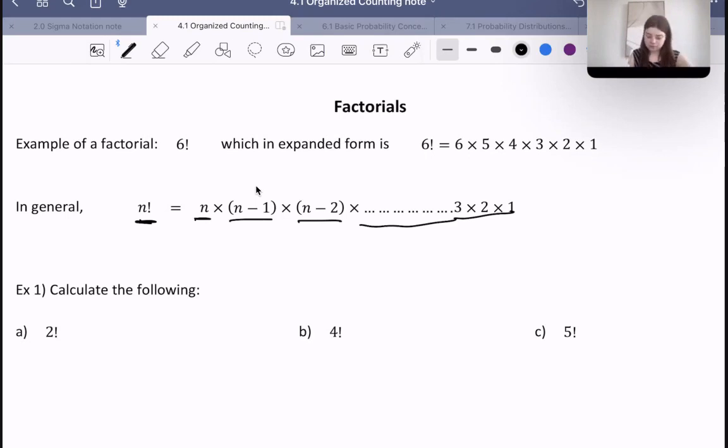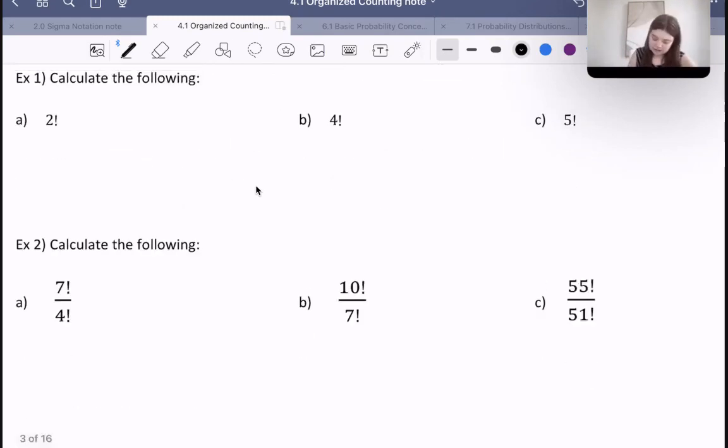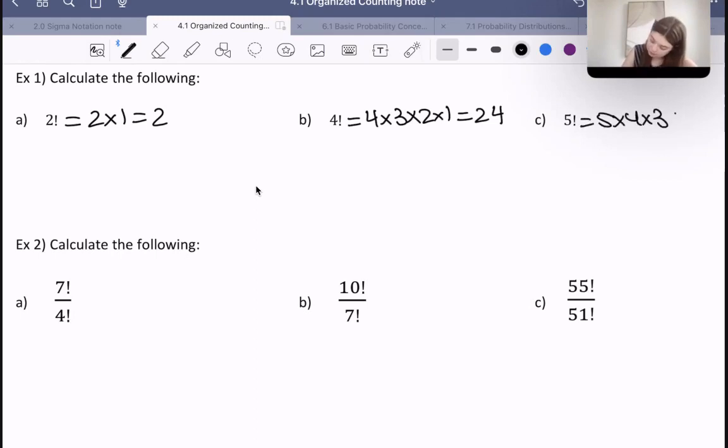Okay, so this one here asks us what 2 factorial is. So 2 factorial is 2 times 1, which is just 2. 4 factorial is 4 times 3 times 2 times 1, which is 24. And then 5 factorial is 5 times 4 times 3 times 2 times 1, which is 120. Okay? So yeah, that's basically that.